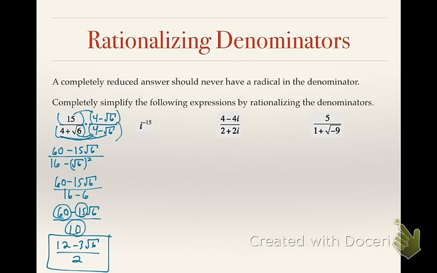Now sometimes you might see this in the form of 12 over 2 minus 3 root 6 over 2, and that's perfectly fine. If you do that, then I would simplify it to 6 minus 3 root 6 over 2. That's a possible answer. It's reduced form. You don't have to keep it as one fraction. Okay. You can separate it into its parts.